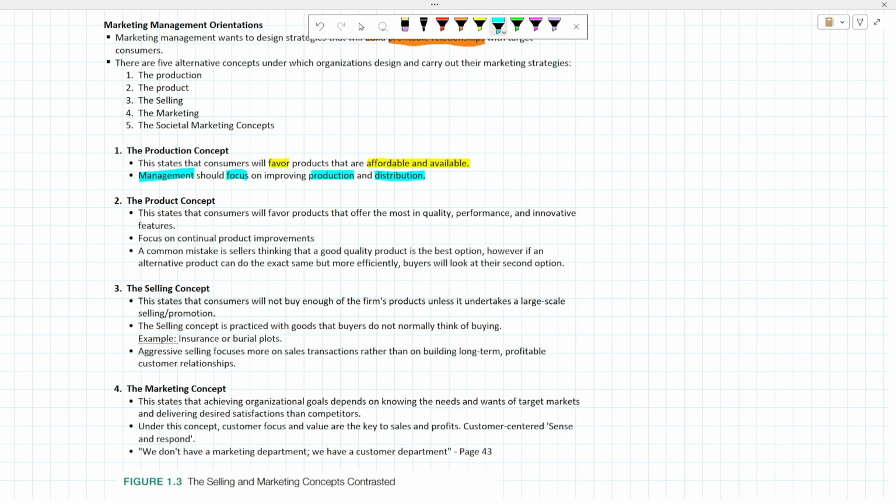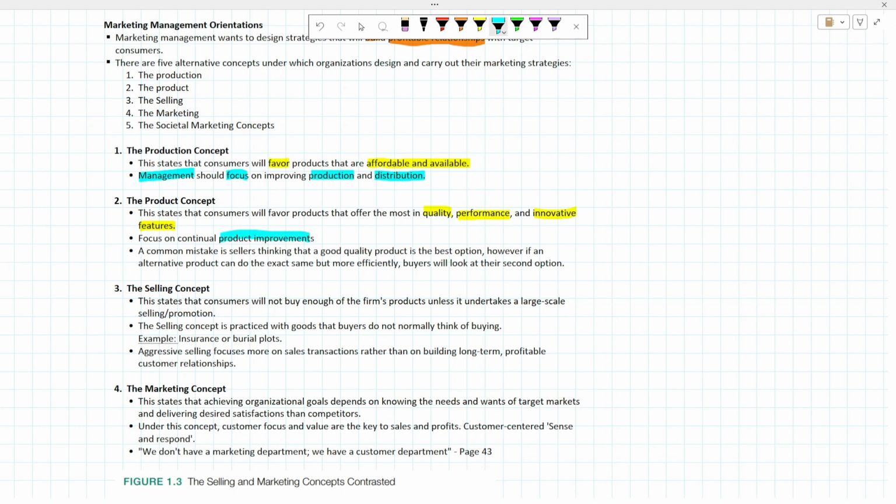So this states that consumers will favor products that offer the most in quality, performance, and innovative features. So I'll highlight that in yellow: quality, performance, and innovative features. This focuses on continual product improvement. So this, I'll put in blue, is what the managers should focus on.